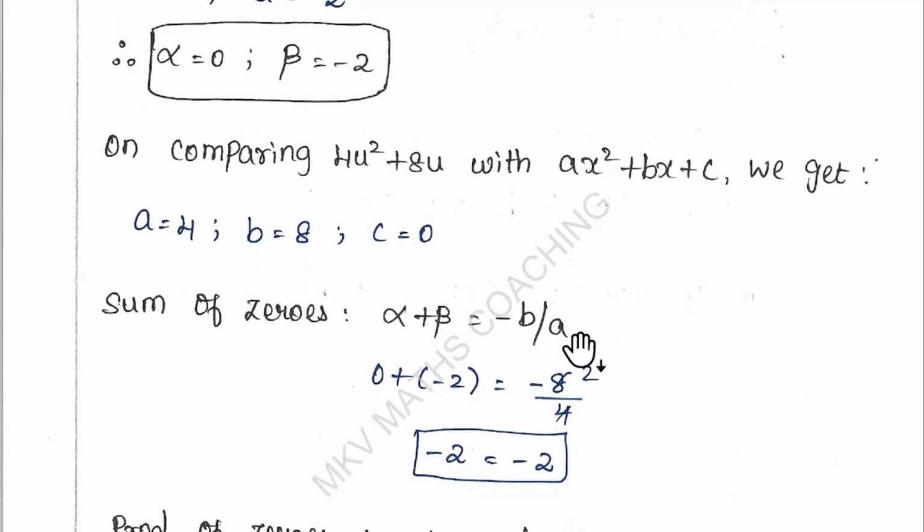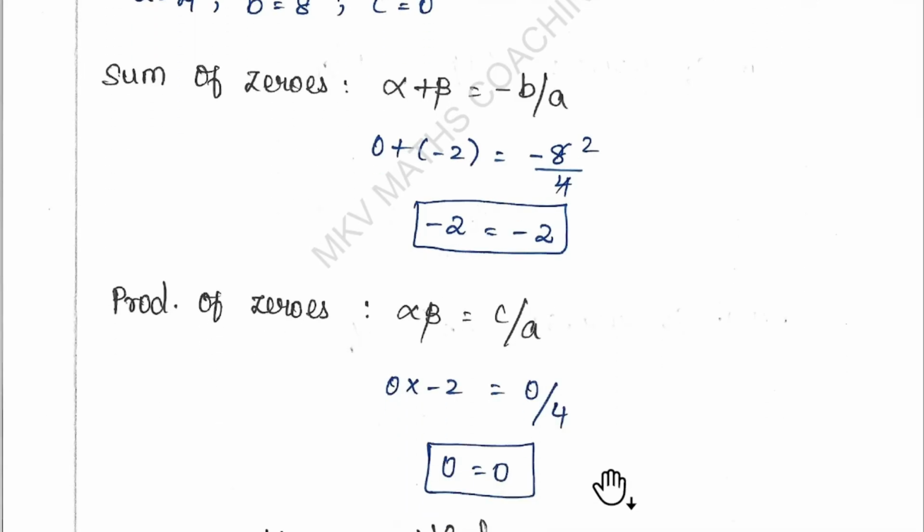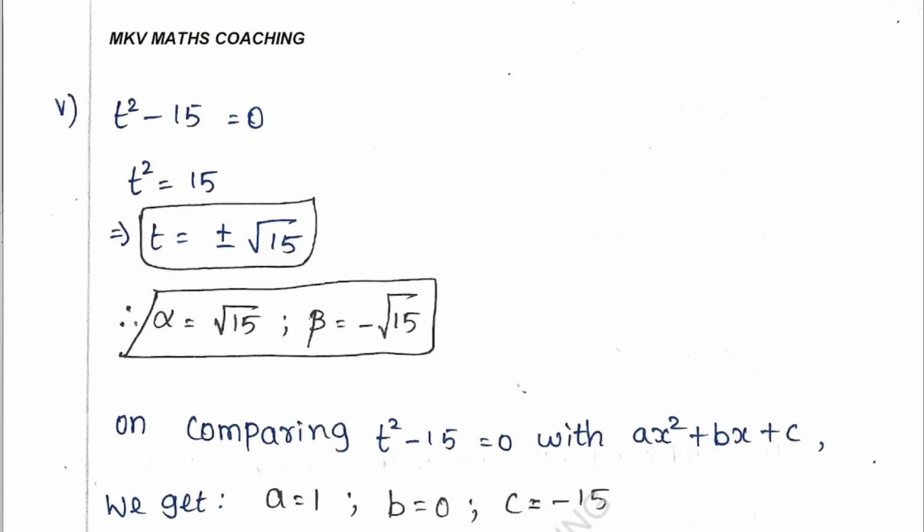Alpha plus beta equals minus b by a. So alpha is 0, beta is minus 2, and minus b by a is minus 8 by 4. So minus 2 equals minus 2. Now take the product of zeros formula and substitute. You are getting 0 equals 0. Hence verified, right? So next question, fifth question: t square minus 15 equals 0.